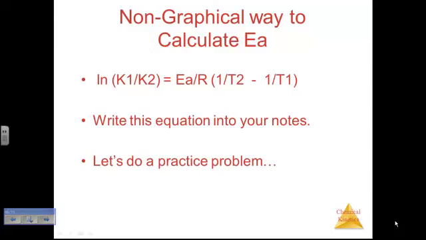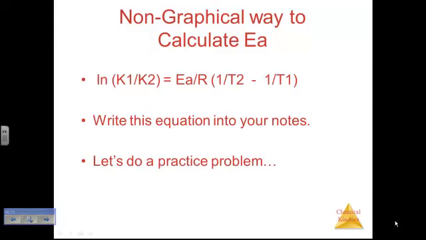The natural log of (k1 over k2) is equal to, notice here it's positive, positive Ea over R, both must be in joules, Ea over R times (the reciprocal of Kelvin temperature 2 minus Kelvin temperature 1). Reciprocal of T2 minus reciprocal T1.